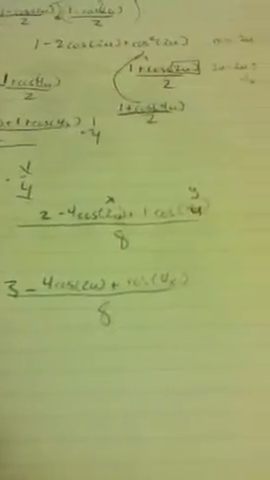So it'll be 3 minus 4 cosine 2 of u plus cosine 4x, and it's all over 8. And since we can't simplify anything or take out anything, this will be our final answer.